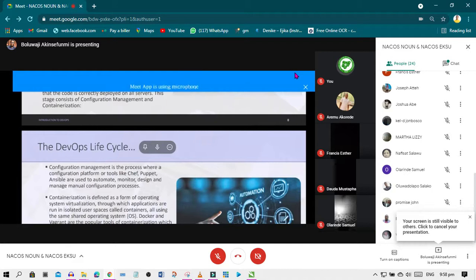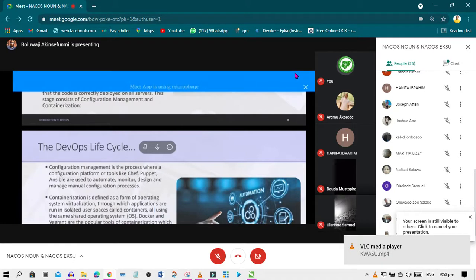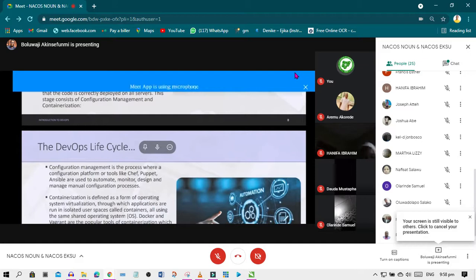Configuration management is the process where a configuration platform or tools, such as Chef, Puppet, and Ansible, are used to automate, monitor, design, and manage manual configuration processes. I mentioned some tools here. Chef is used to automate infrastructure provisioning. It's used to deploy and manage servers and applications, both in-house and on the cloud. Whether you have your infrastructure on premise or you are using a cloud solution, you can use Chef to automate your deployment and manage the servers.